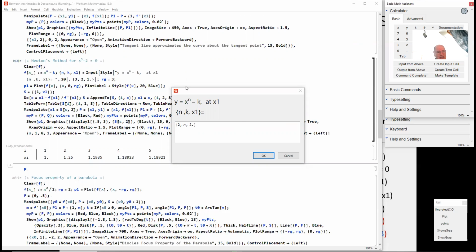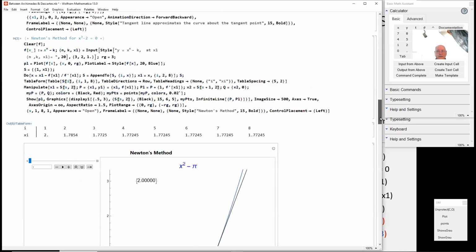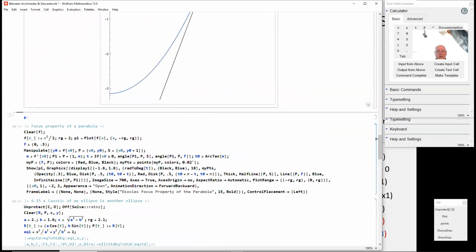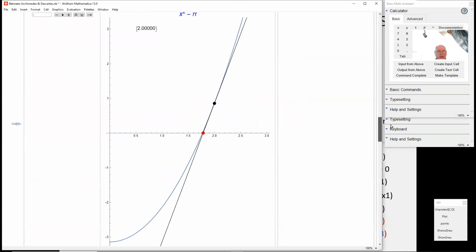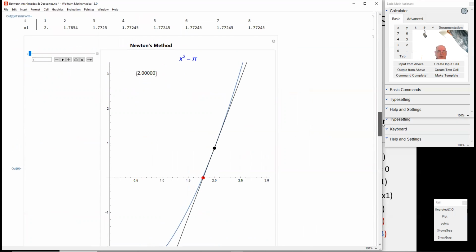So again, the equation I have is x to the n minus k. So I have x squared minus pi. So the root I'm looking for is the square root of pi. Okay, looks good. Here's our graph. Oops, sorry. Here's the graph of the equation x squared minus pi, and I've taken the number 2. Okay, so I've taken a point beyond the value. Newton's method doesn't care. And we see the steps.